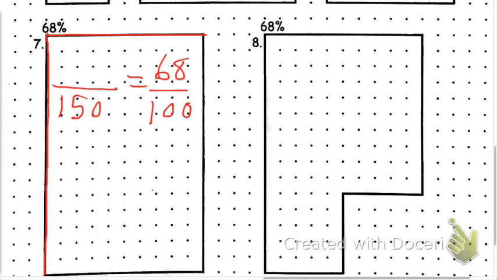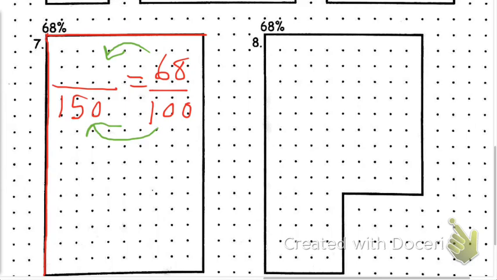because I'm supposed to shade 68%. If you notice, one way to do this is you can notice that this number right here, if you take 100 and multiply it by 1.5, you get 150. So you could just do the same thing right here and multiply by 1.5 to get your answer.